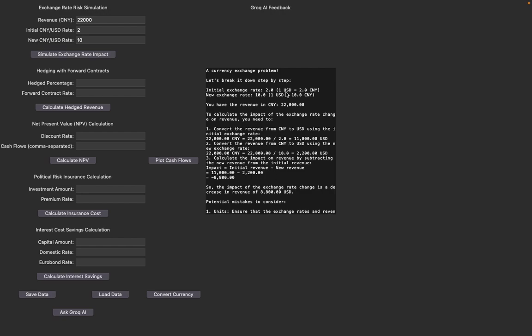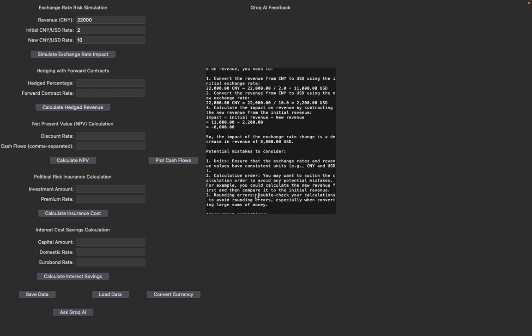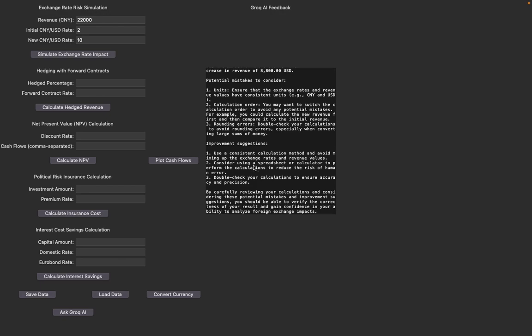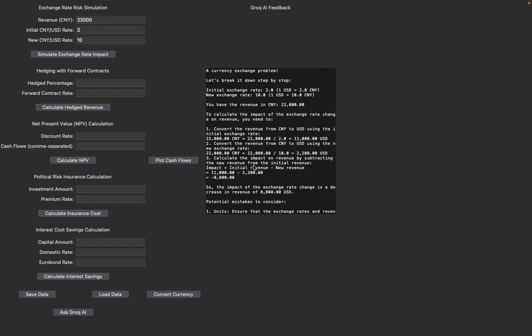As you can see, it has explained how the initial and final exchange rates are, and it would convert CNY to USD using the API, and also the impact would be around minus 8,000, which would be a loss. The potential mistakes we can consider are either units or rounding off, or basic mathematical issues, which is generated for every calculation for a precise calculation. And as for improvements, the country can improve on certain things. We are limited to USD and CNY, so we aren't mentioning it.